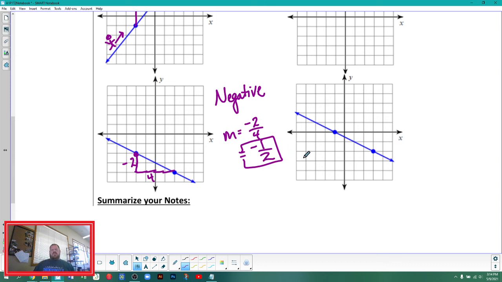And slope is always just a number. I have a lot of people later on that'll want to say, oh, the slope is negative 1/2 x, because eventually we're going to put x next to it. That's not the case. Okay, it's just the negative 1/2.